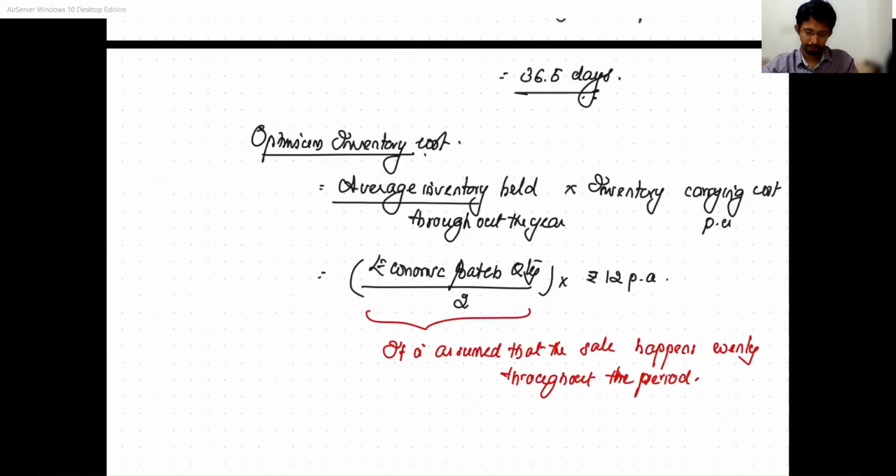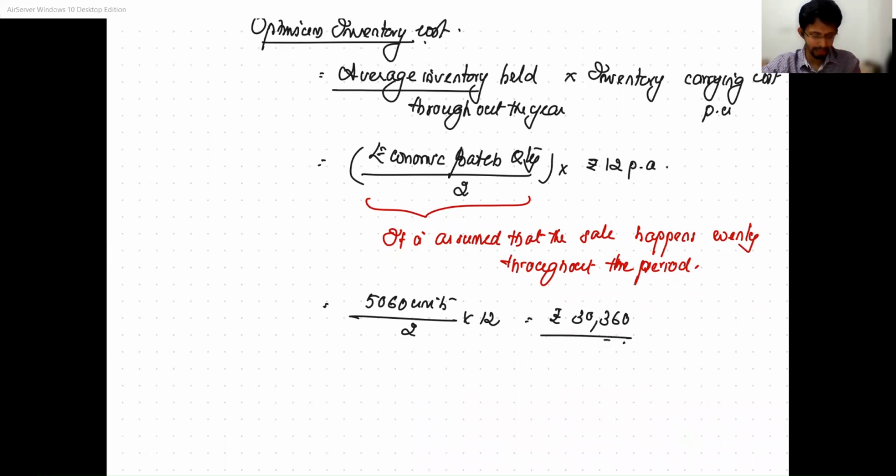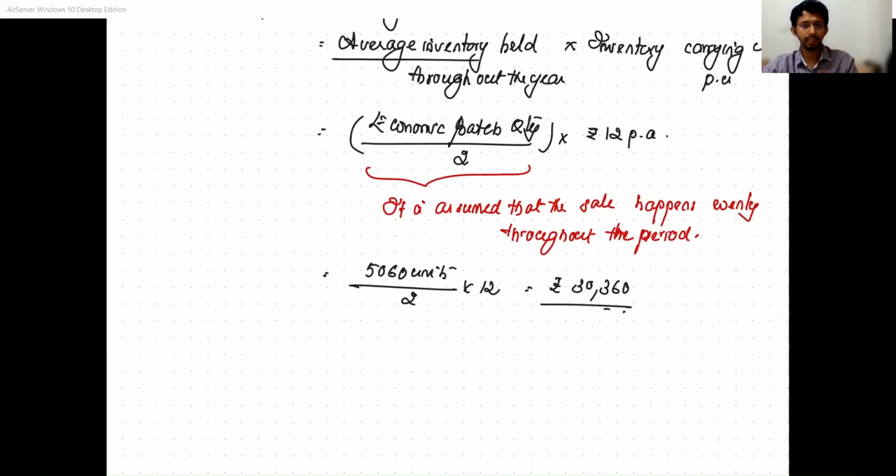Throughout the period. So that means it is going to be 5,060 units divided by 2 into 12, and that will give you 2,530 into 12, that is rupees 30,360. So this is the optimum inventory carrying cost. Okay. So that's all with the second question. I think this is clear to you.